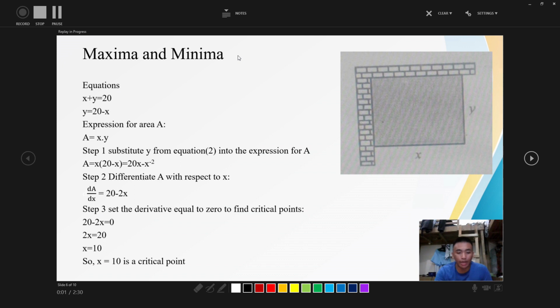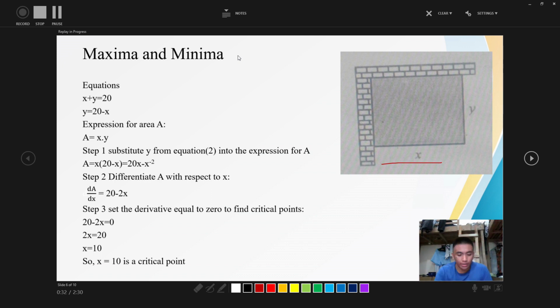For the next slide, maxima and minima, we can see in the illustration here. The given is x plus y equals 20. From the equation, y equals 20 minus x. The expression for area A is A equals x times y.